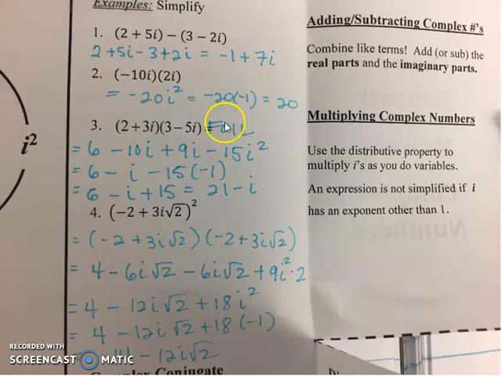Number 2, when you're multiplying your complex numbers, you're going to want to use the distributive property. So what you're going to do is multiply i's just like you would do any normal variables, and you're going to multiply numbers with numbers. An expression is not simplified if i has an exponent other than 1. So for example, if you end up with i squared, i cubed, i to the 4th, you do have to simplify it so that it becomes just plain i.